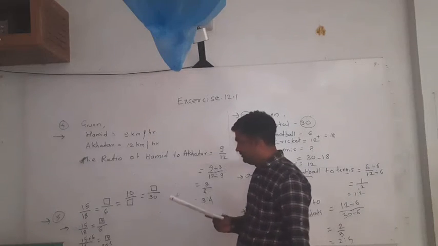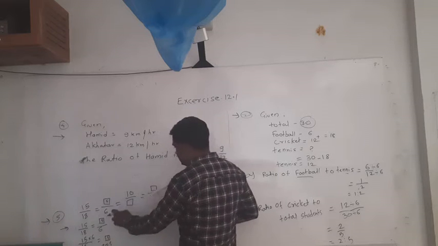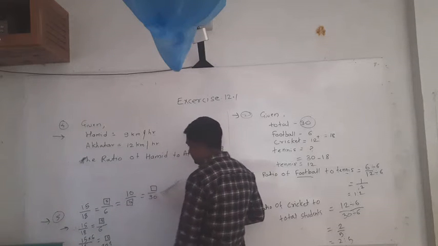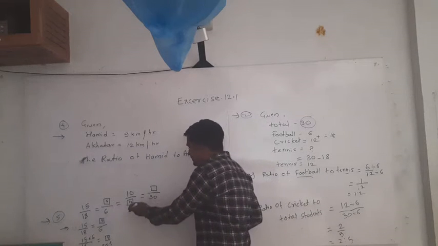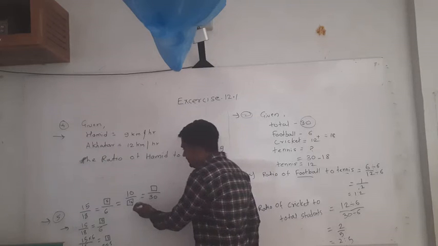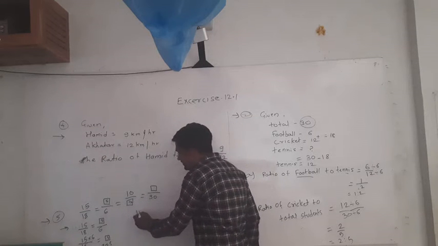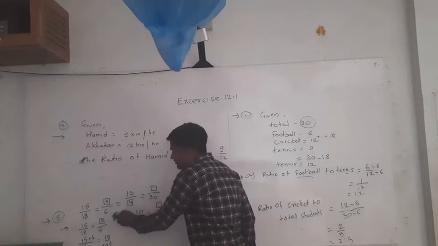Here it came 5, 5 twos are 10, 6 twos are 12. Okay, so here you want to find whether they are equivalent or not equivalent. In the same way, here you can find 10 by 12 is equal to box by 30. Directly I will find it simply.